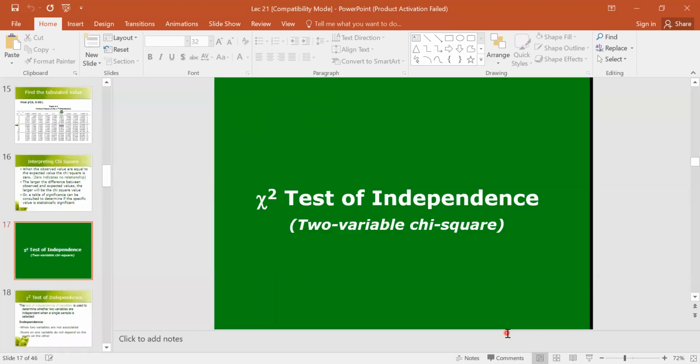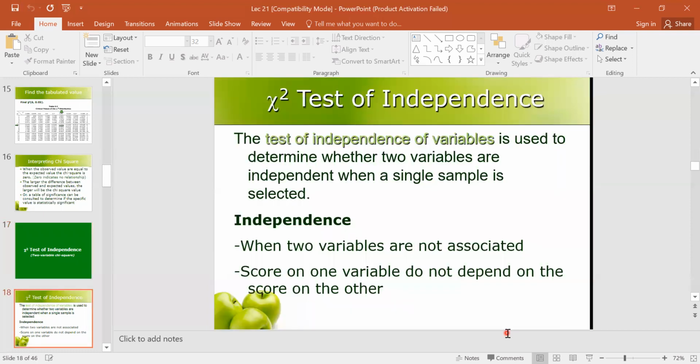Now, let us start the chi-square test of independence, or how we can test whether two variables, or more than two variables, have some association or not. So to test the association between variables, we need the chi-square test of independence. It is used to determine whether the two variables are related or not, either they are independent or not. When two variables are not associated, scores on one variable do not depend on the scores of the other.